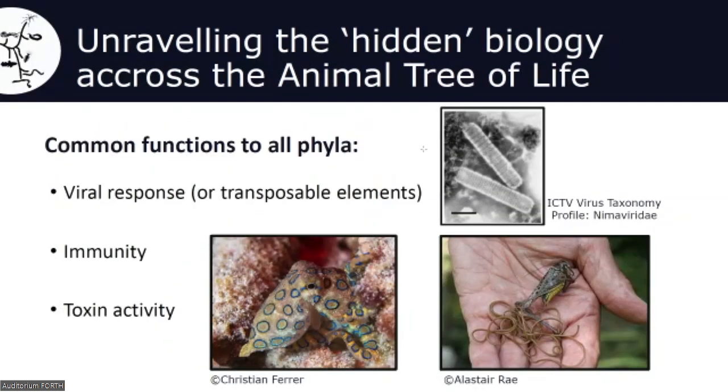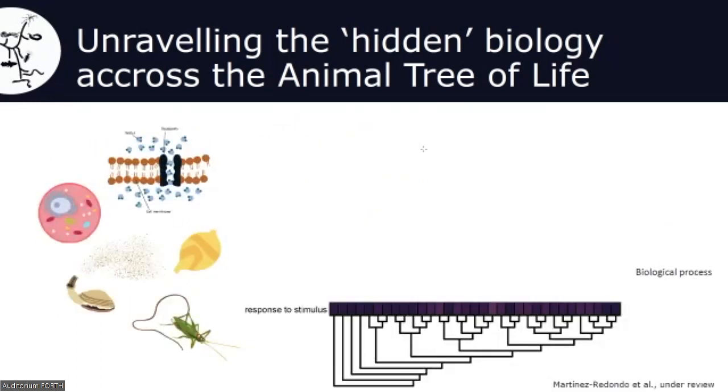And then we looked at the functions. So first of all, we found some functions of gene ontology terms that were common to all animals, and they were related to the viral response, transposable elements, immunity, or toxin activity, which are quite relevant for the biology of animals.